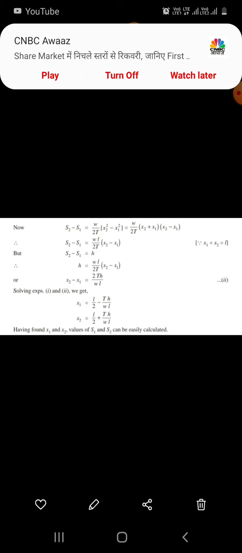So x2 minus x1 will be 2Th by wL. By solving equations 1 and 2, we can get x1 is equal to L by 2 minus Th by wL, and x2 is L by 2 plus Th by wL. With these x1, x2 values, S1 and S2 can be easily calculated.